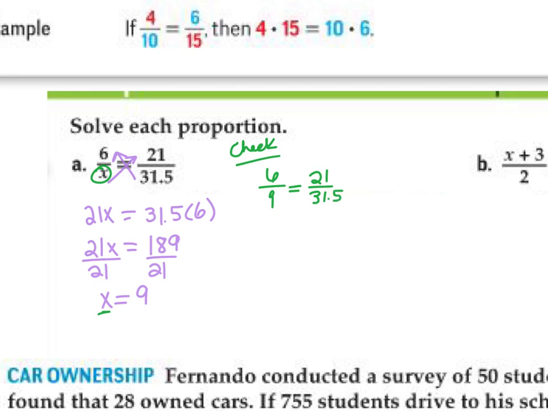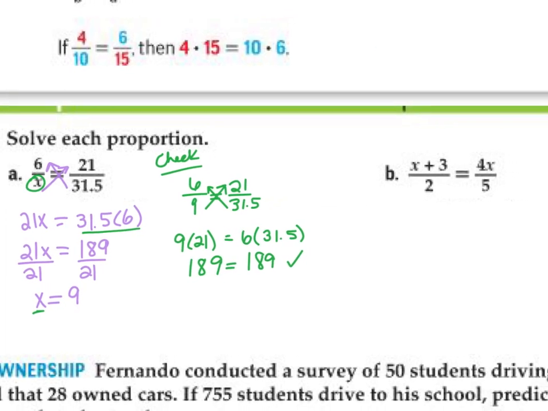And if we did this right, our cross products, 9 times 21, would be equal to 6 times 31.5. Remember, 6 times 31.5 earlier was 189. 9 times 21 is in fact 189. Since both of these are equal, we solved it correctly.